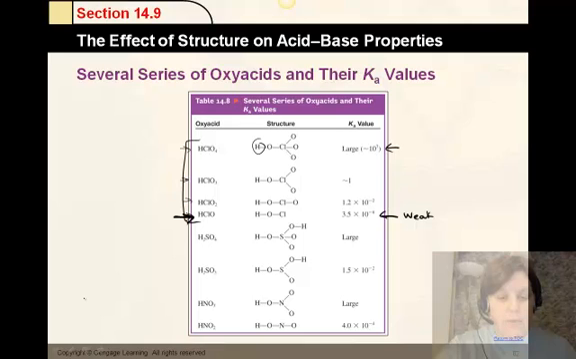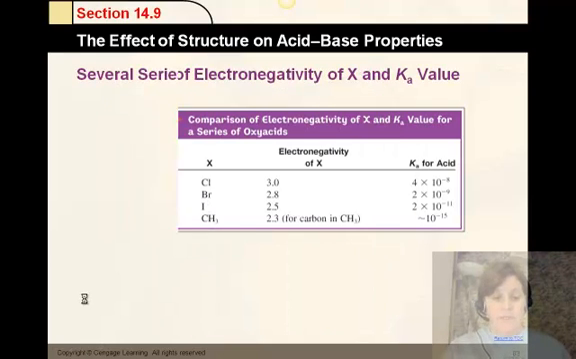Notice here too, H2SO4 versus H2SO3, and HNO3 versus HNO2. So in general, as the number of oxygens increase, the stronger the acid. And looking back at the previous words, whoops, let me just go back.